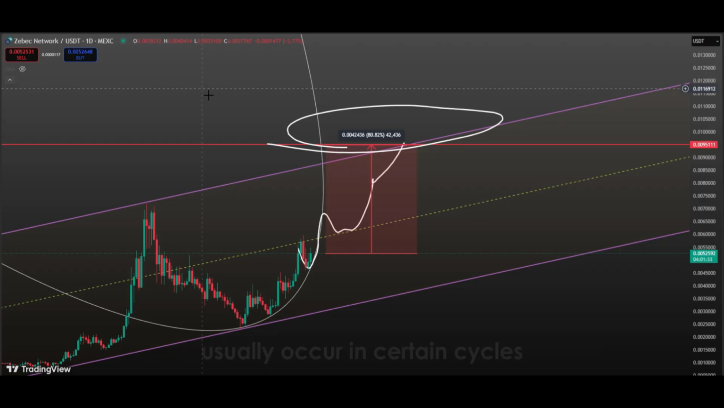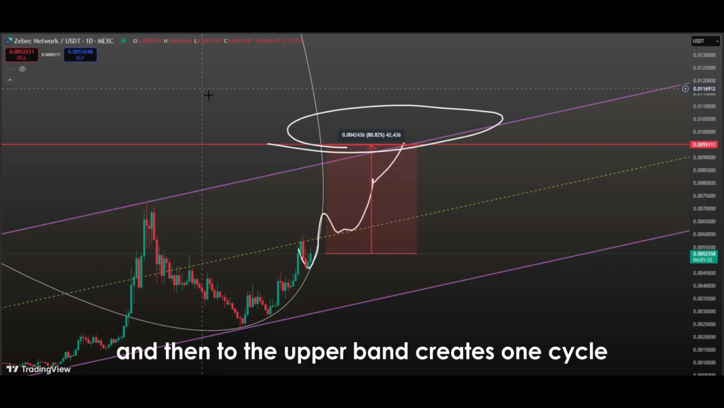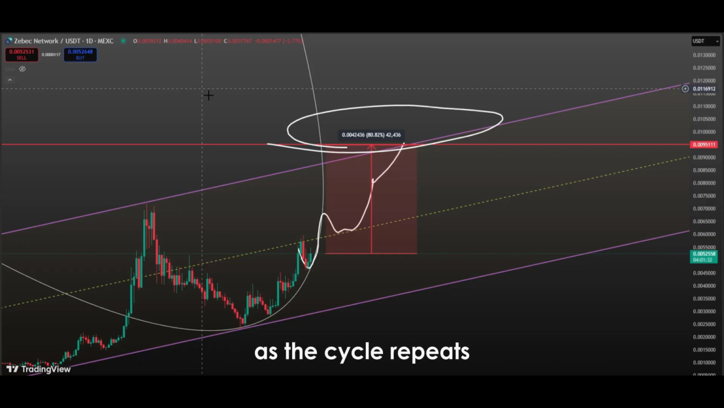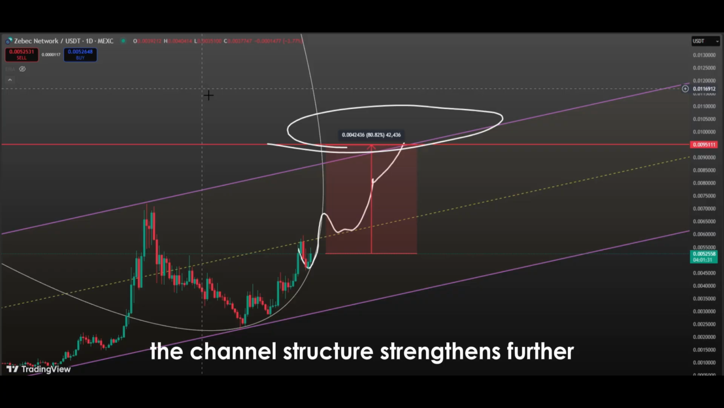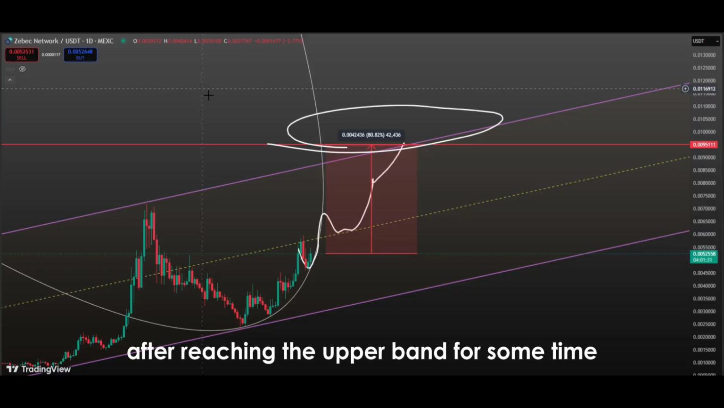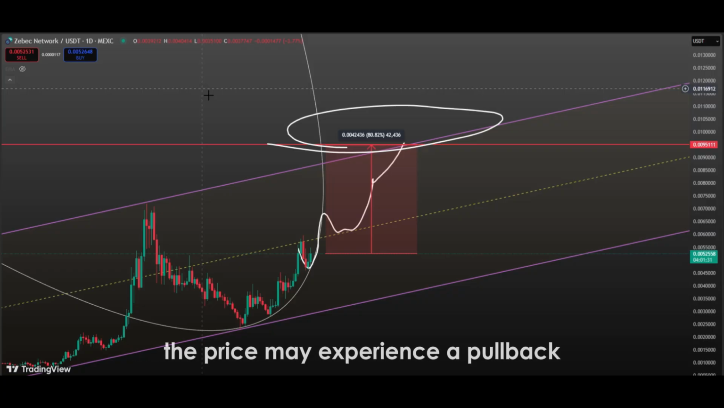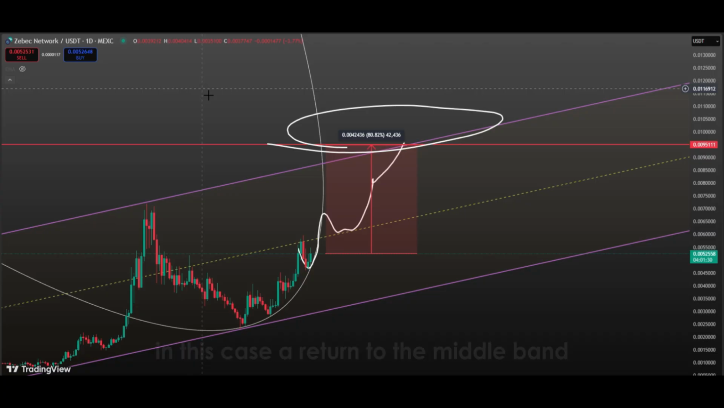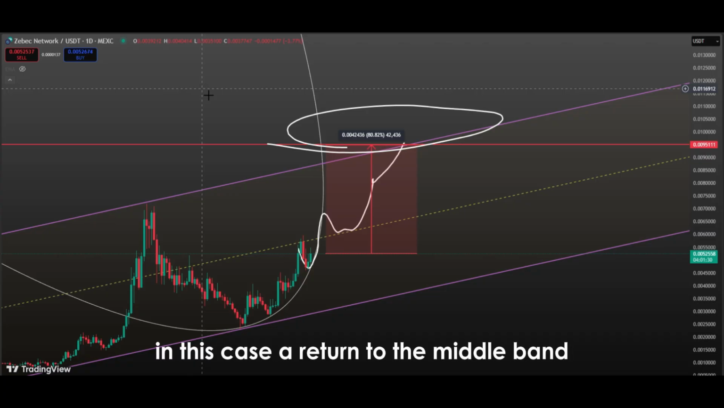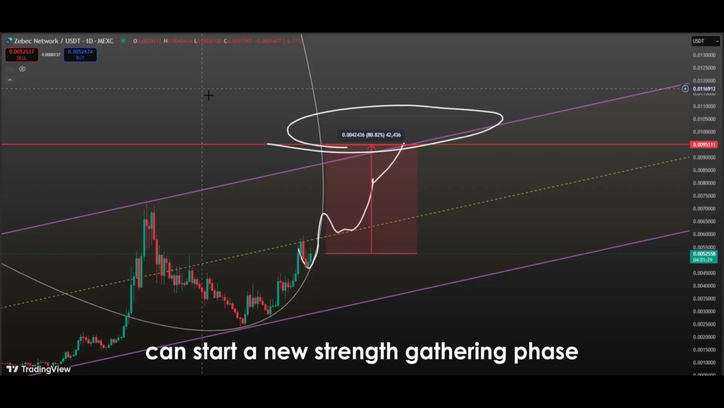Movements within the channel usually occur in certain cycles. The price progressing from the lower band to the middle band and then to the upper band creates one cycle. As this cycle repeats, the channel structure strengthens further. After reaching the upper band for some time, the price may experience a pullback. In this case, a return to the middle band can start a new strength-gathering phase.